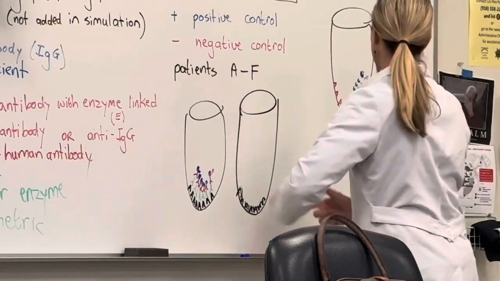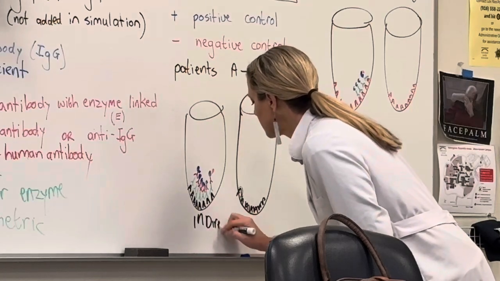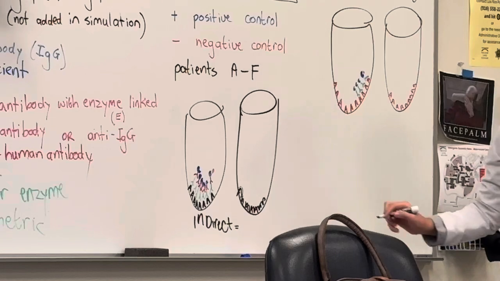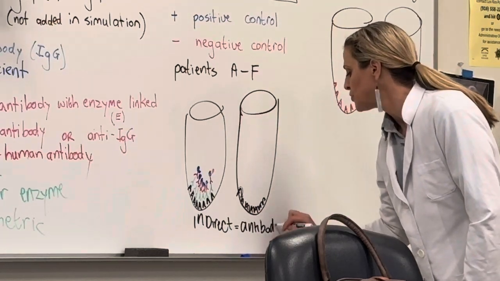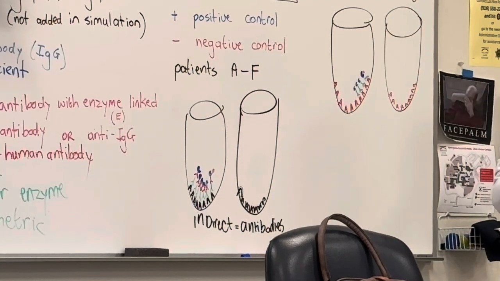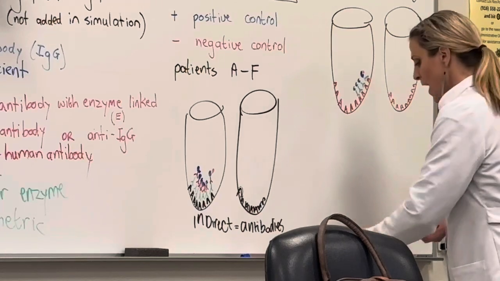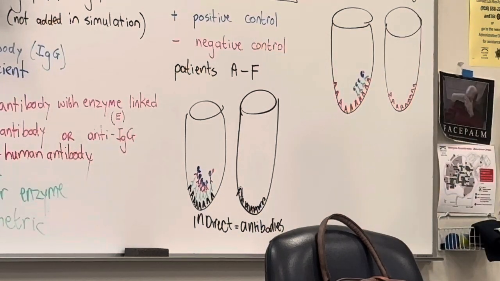This is indirect. So indirect, we are looking for what? Antibodies. So what would we use this for? Why would we use this method? Well, this method is cool if you are a clinical lab scientist working in the HIV department. That's all you do.